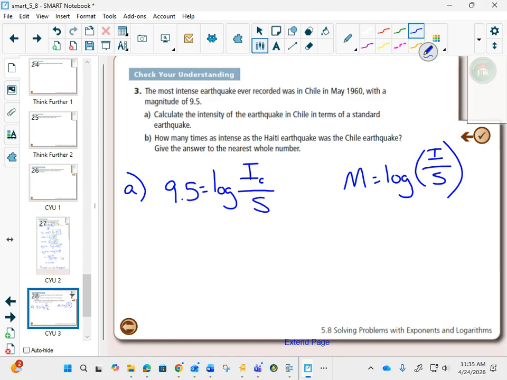over S. And we want to get the intensity by itself. That's what this question is asking. And when it says in terms of a standard earthquake, it means that there's going to be the S, because that's the standard earthquake. That's going to be on the other side of the equation.